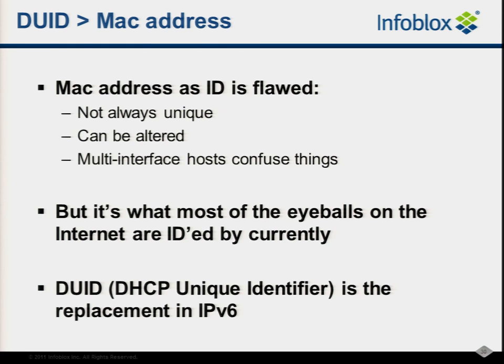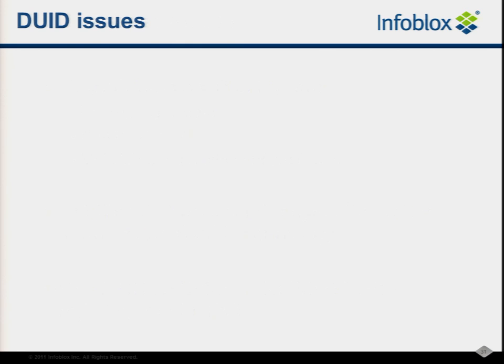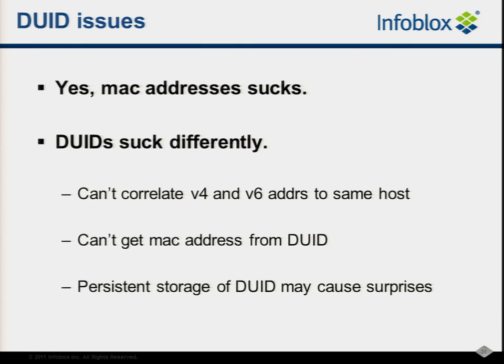So yes, the MAC address, it's not guaranteed to be unique. You can have duplicate MACs. You can alter it in software. And multiple interfaces don't work well. Sure, you're right. But obviously it's been working for us. Well, okay, fine. They didn't buy that. They created the DUID. Yes, MAC addresses suck. DUIDs suck differently.